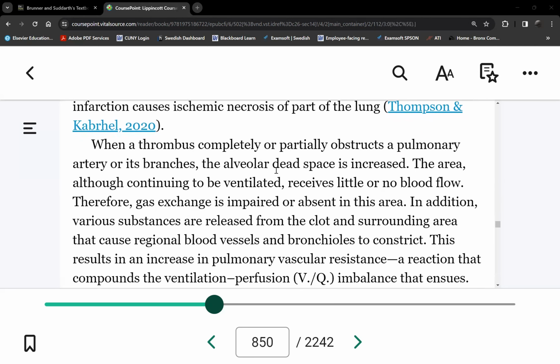So when this happens, there is now obstruction of one or more branches of the pulmonary arteries. Therefore, whichever sections of the lung those pulmonary arteries are supposed to supply, is there gas exchange occurring there?